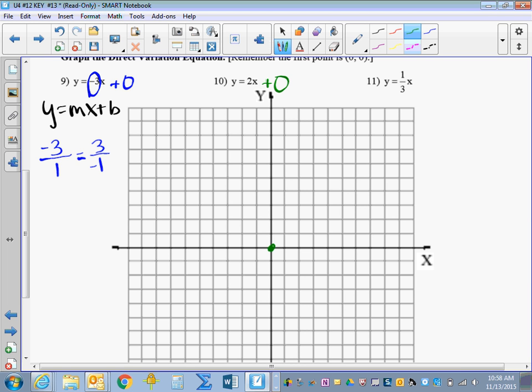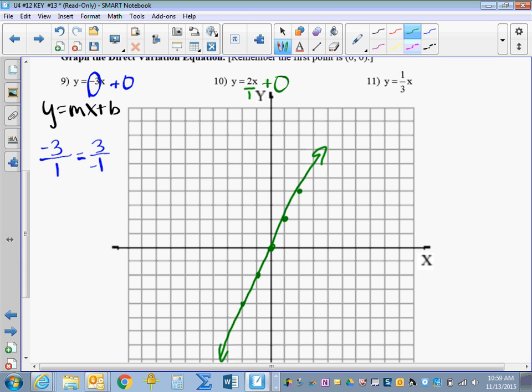What's my slope? Very good. My slope is 2 over 1. So I go up 2, to the right 1. It's all positive. Up 2, to the right 1. Or we can do both negatives, because that cancels out to be positive. Down 2 to the left. Connect my dots. There's my direct variation.